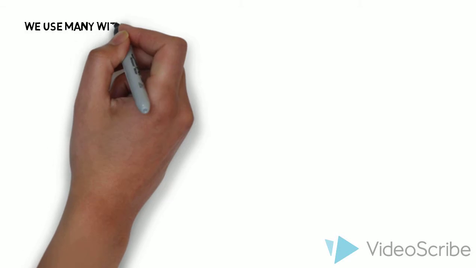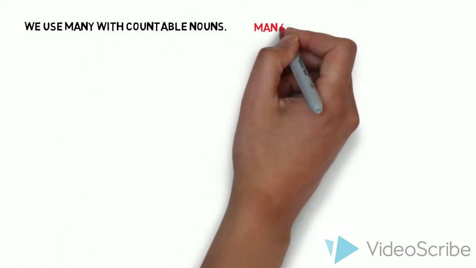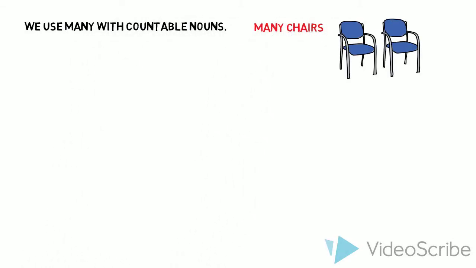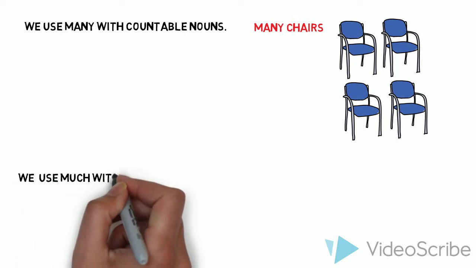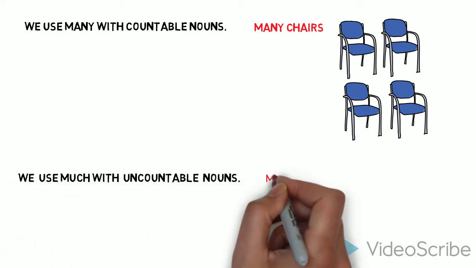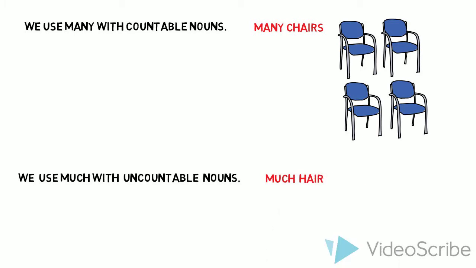We use many with countable nouns. Many chairs. We use much with uncountable nouns. Much hair.